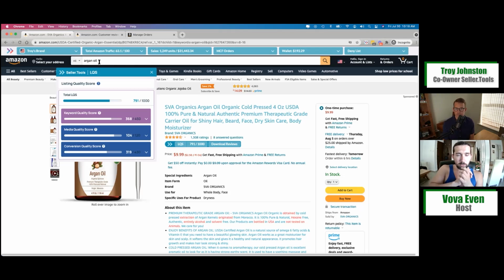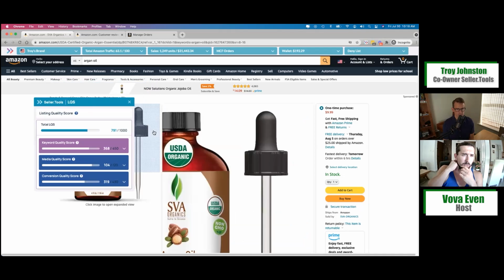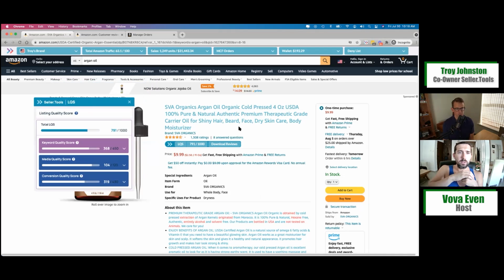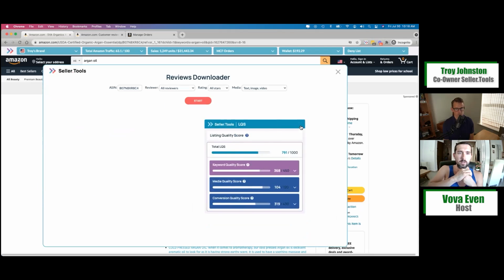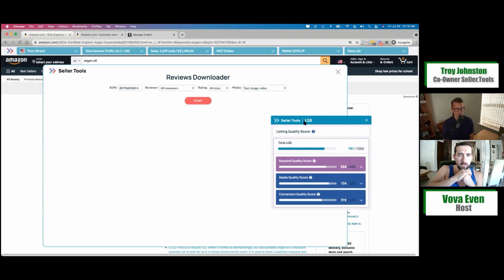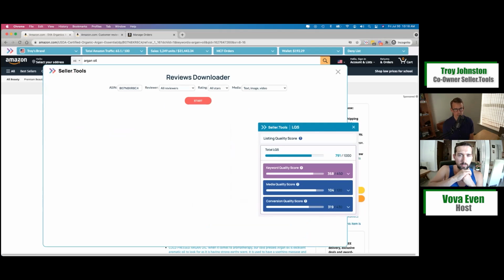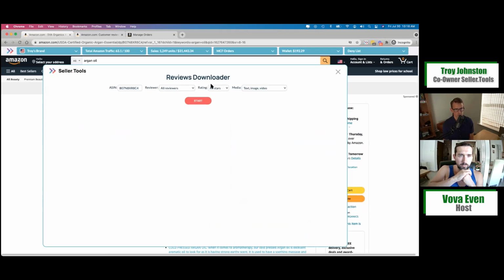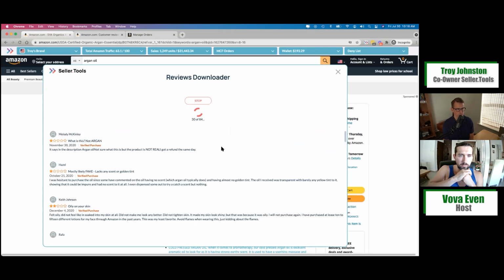Awesome, man. Now, what's the next part of the extension? Excellent. So from listing quality score, we also have the ability to download reviews. So we can take a look and filter out some of this data. Now, this is more of a tried and true process here. And as the name implies, we can just come in here and download reviews for a listing.